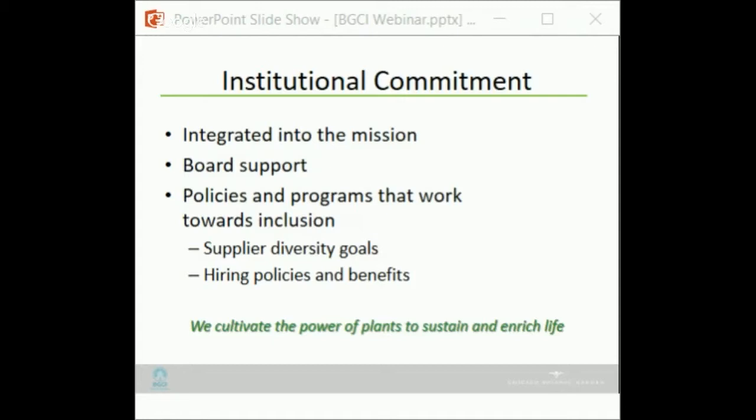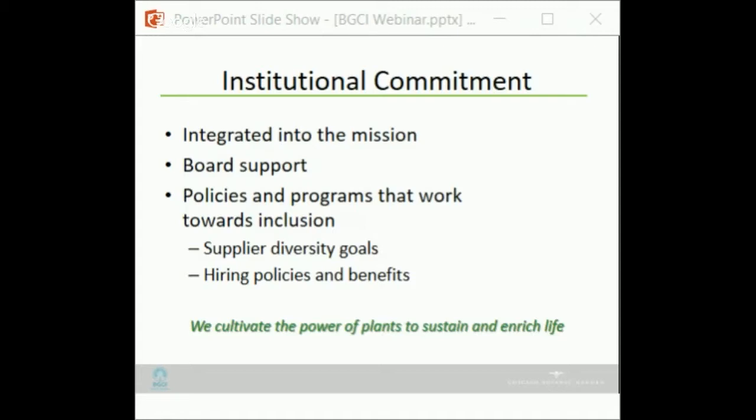Institutionally, we have both policies and procedures that work towards inclusion. For example, and this is fairly recent, just in the last 3 or 4 years, we have supplier diversity goals. So we monitor our spending and work to support minority and women-owned businesses. When we do job searches, we seek out those media that reach diverse audiences, and we work to ensure that our employee benefits are flexible and inclusive.